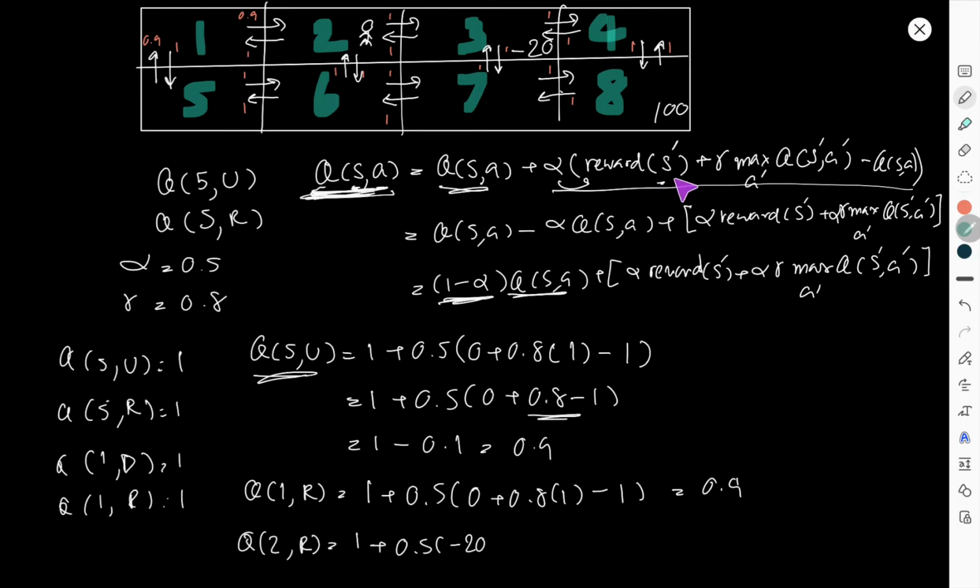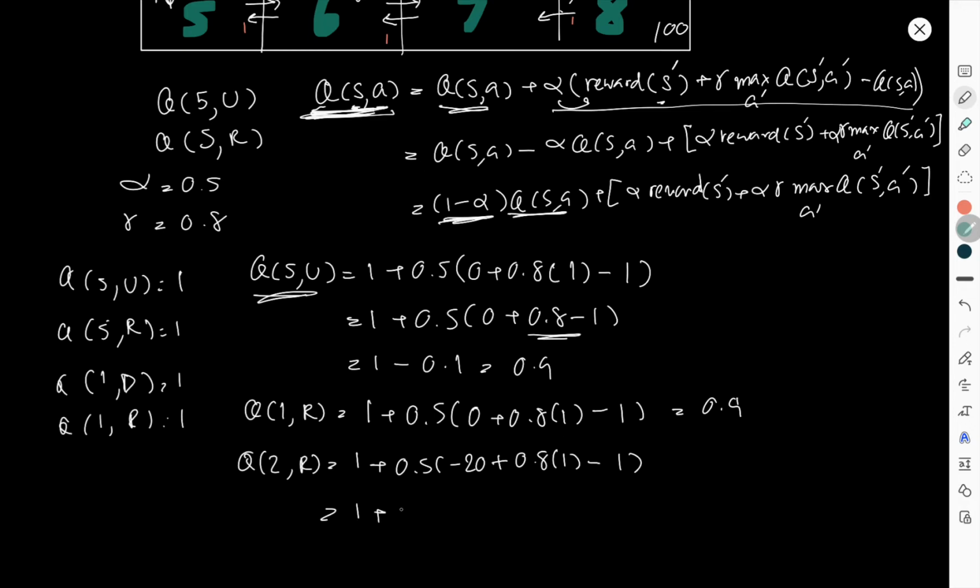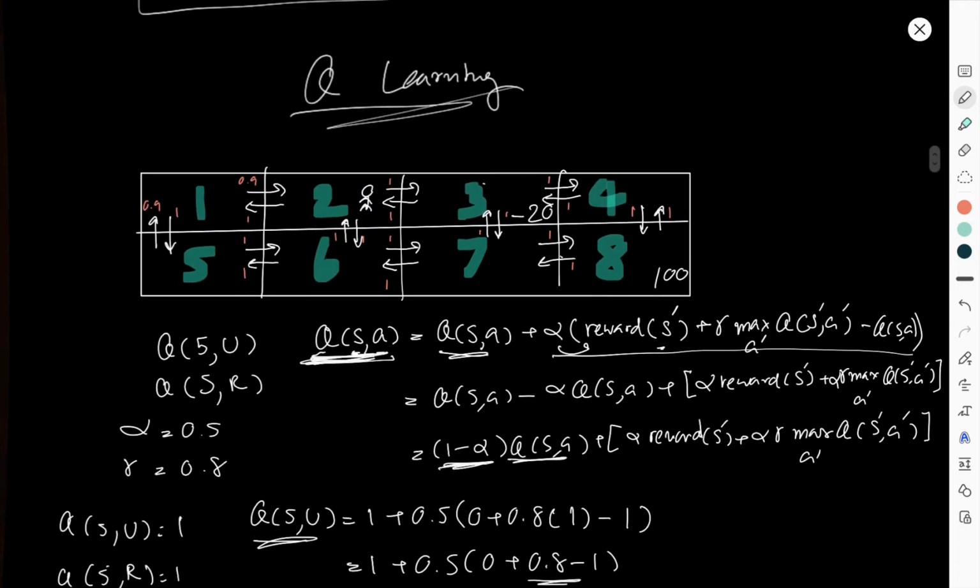Don't forget that it is the reward of S prime. S prime is, yes, you move to 3. So in this case, S prime is 3. So this is minus 20, plus gamma, which is 0.8, times the max of Q at state 3, of which all are still 1, minus the original one, which is 1. The previous one is 1. So it is 1 plus 0.5 times minus 20.2. So it is 1 plus, minus 10.1. So this is minus 9.1. Okay, so it is minus 9.1.